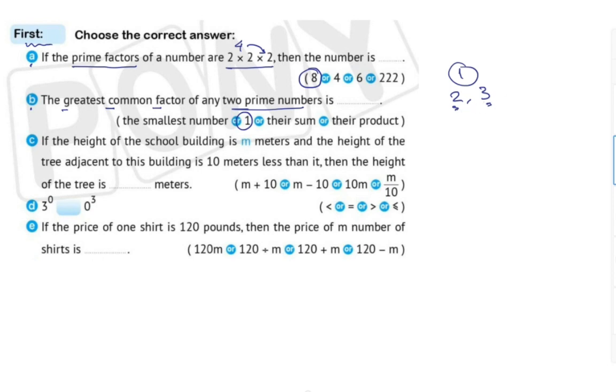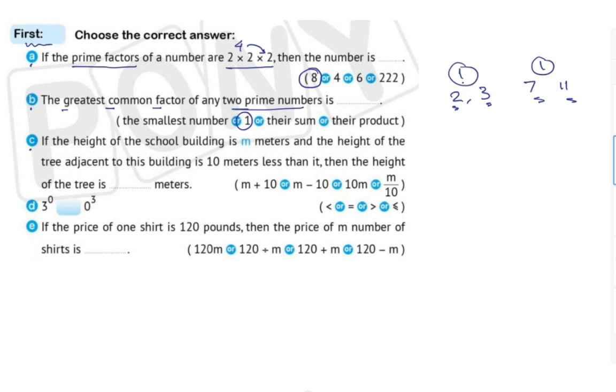2 and 3, GCF 1. Another two numbers like 7 and 11. There is no common factor between 7 and 11. So the GCF also is 1.